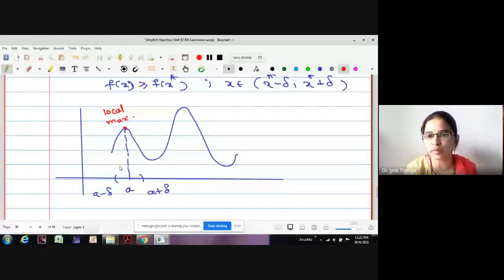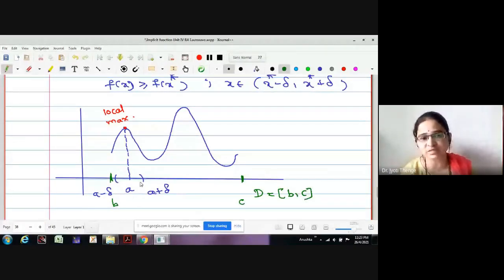What is the domain under consideration? The domain is from this point to this point. Say this is my D, the green line. Let me write the domain is from, say, B to C. D is the closed interval B to C. Therefore, A is not a maximum on the whole interval. It has a maximum value only around its neighborhood. Therefore, this is not a global maxima. This is the local maxima.